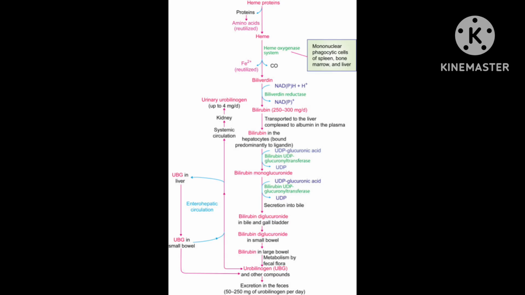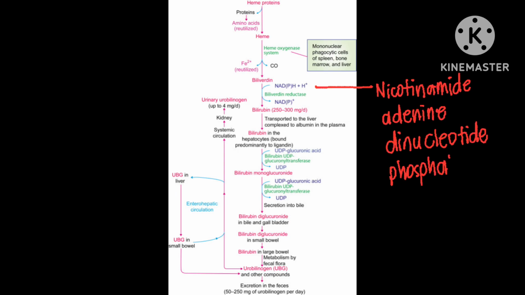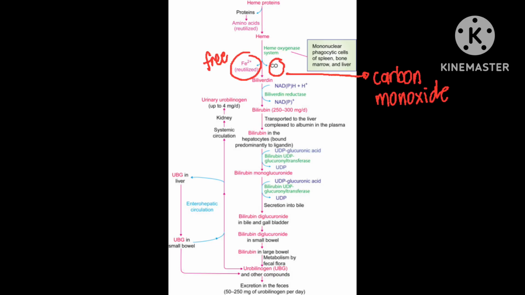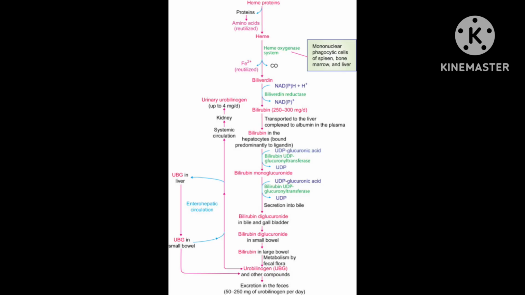Okay, kindly see this picture. Can you see it clearly? In the first step, class, you can see the enzyme heme oxygenase cleaves the heme ring in the presence of oxygen and NADPH. What's NADPH again? That's nicotinamide adenine dinucleotide phosphate hydrogen. And then it produces biliverdin. The free ferrous iron, class, and the carbon monoxide, you can see there, that's the only endogenous source of carbon monoxide in humans. Okay, think about this.